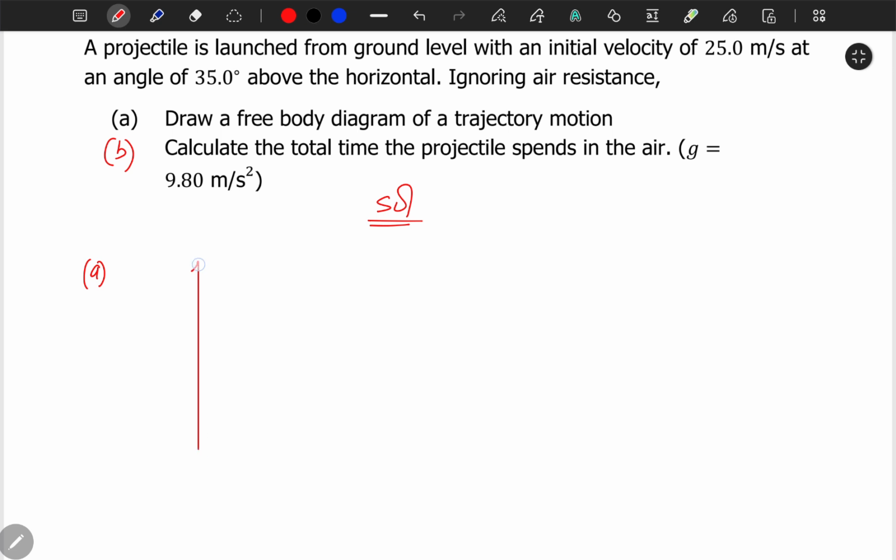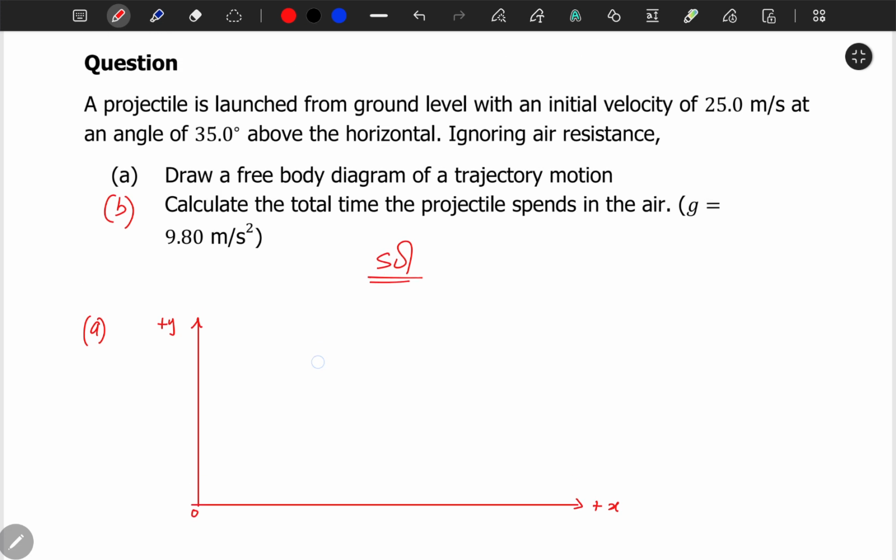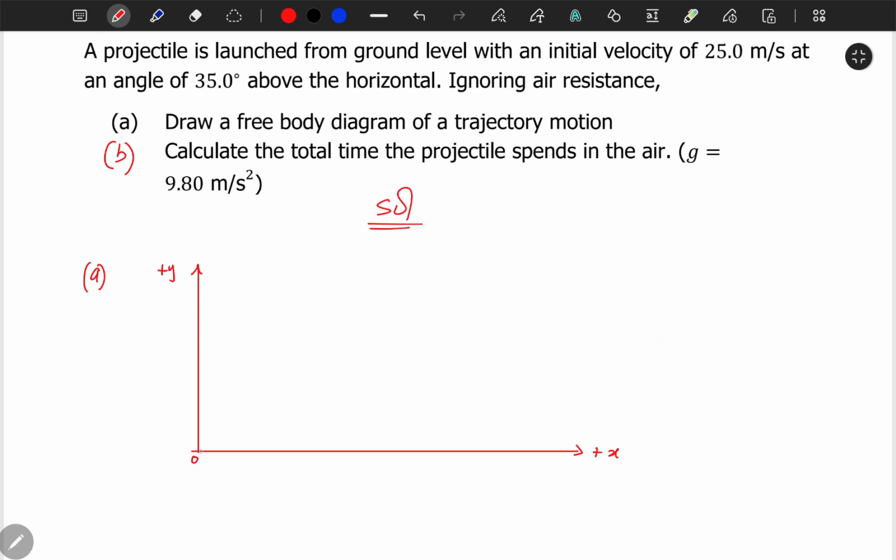In our case, we just do that, and this will be our positive motion, and of course there we have our horizontal, we can just say positive x. All right, so it's starting from ground level, so it is launched, but we don't know where it will land, so we'll just assume. Then this becomes our velocity.